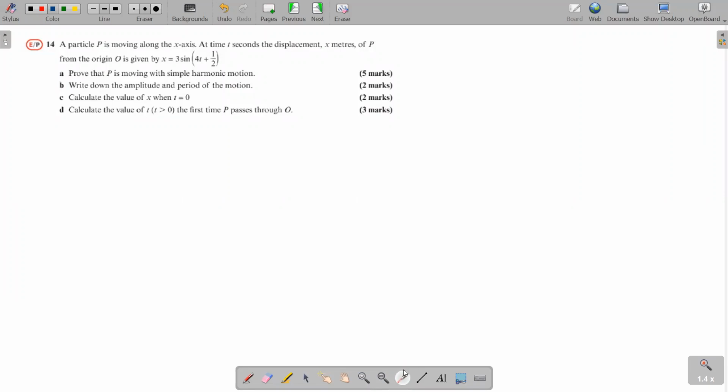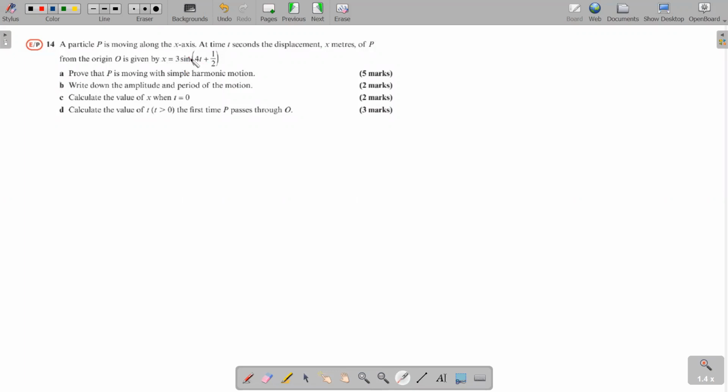Question number 14. A particle P is moving along the x-axis. At time t seconds, the displacement x meters of P from the origin O is given by x equals 3 sine (4t plus half). Now you can see here, this is again another model.